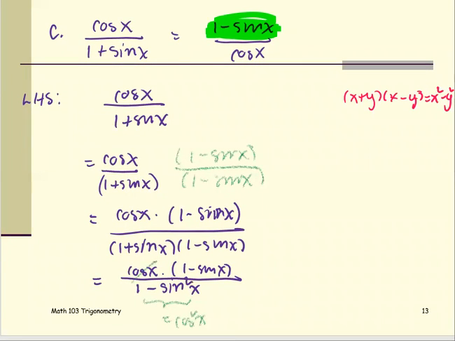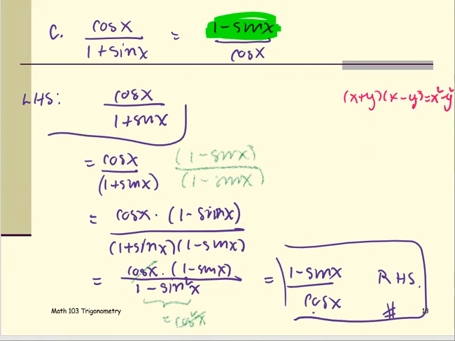So we can reduce the cosine x on top with a cosine x on the bottom. That gives us 1 minus sine x divided by cosine x, which is the same as the right-hand side expression. So we are done proving this identity.